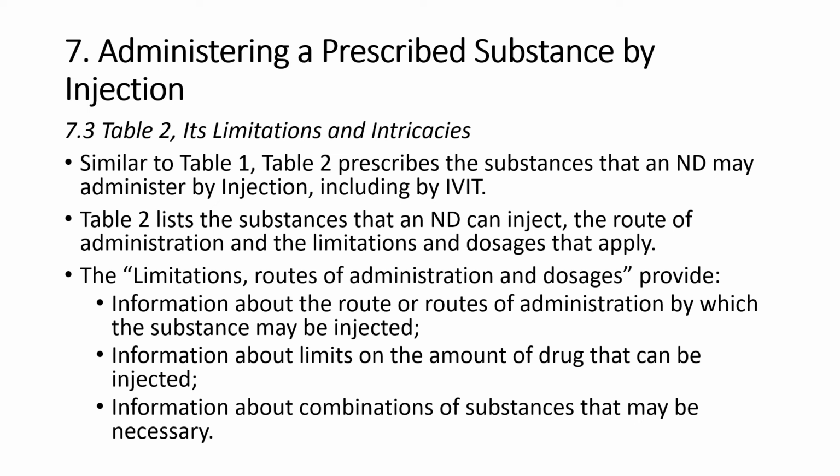Similar to Table 1, Table 2 prescribes the substances that an ND may administer by injection, including by IV or IT. If the substance an ND wishes to inject is not on the list, then the ND may not inject that substance. Table 2 lists the substances that an ND can inject, the route of administration, and the limitations and dosages that apply. The limitations, routes of administration, and dosages will provide NDs with information about the route or routes of administration by which the substance may be injected, information about limits on the amount of drug that can be injected, and information about combinations of substances that may be necessary.